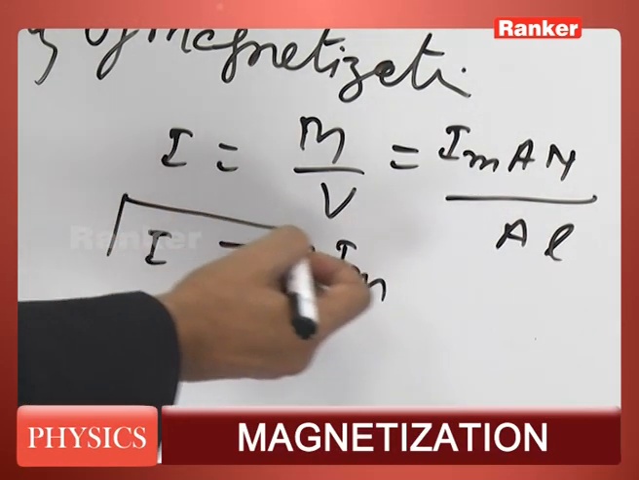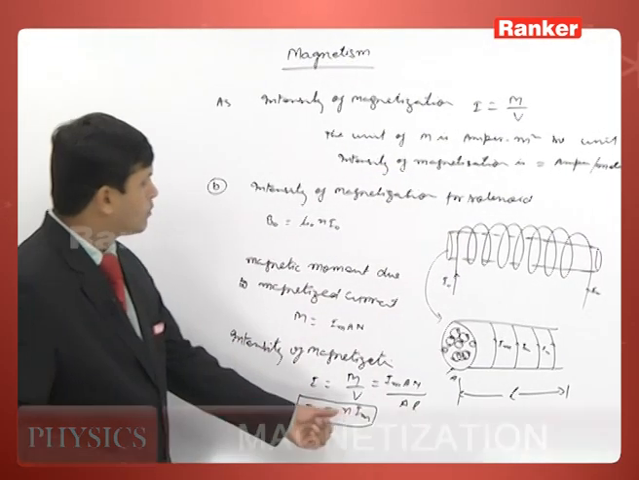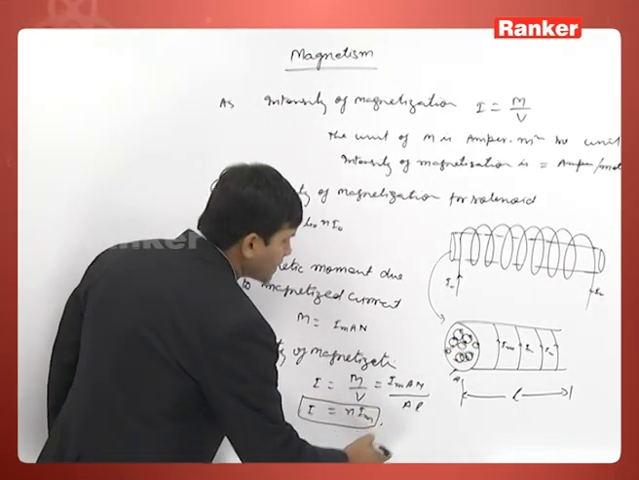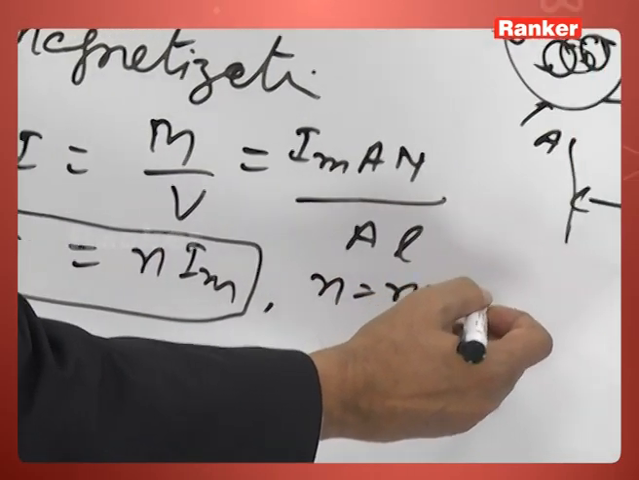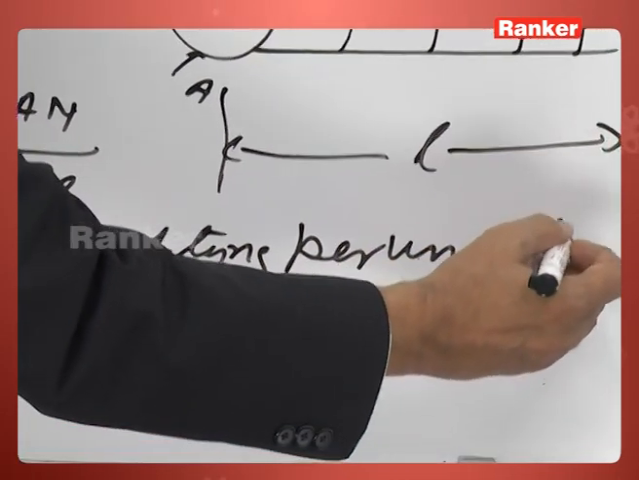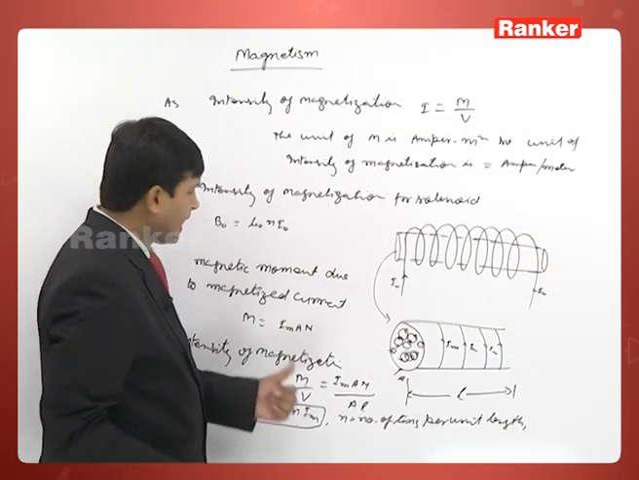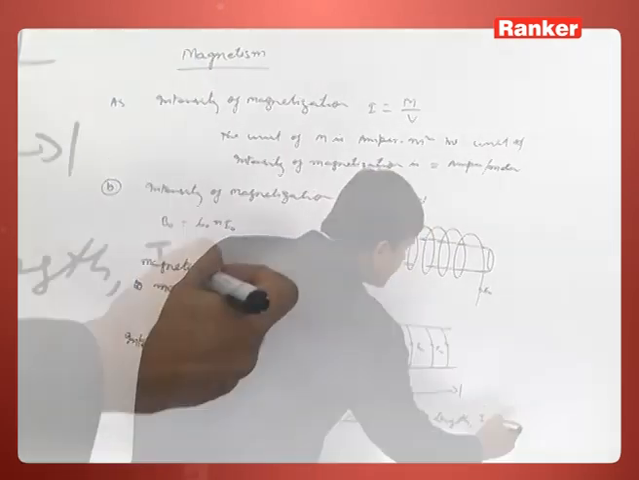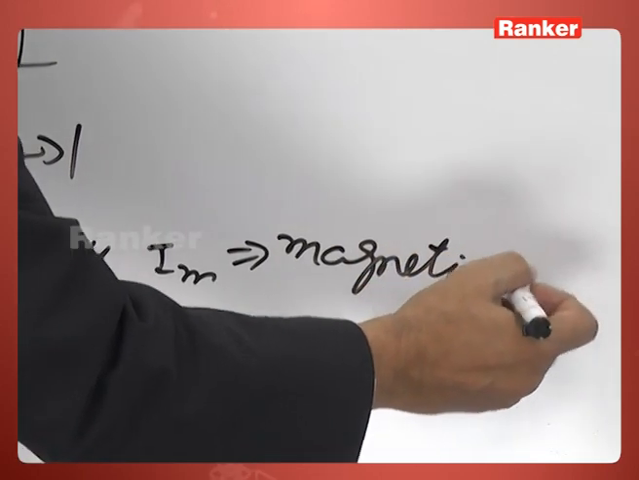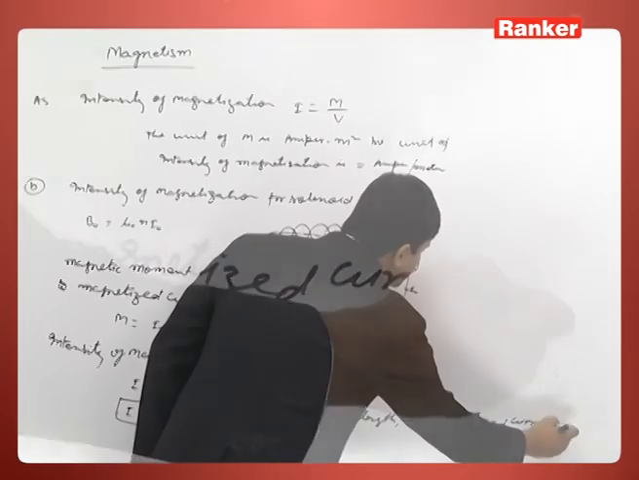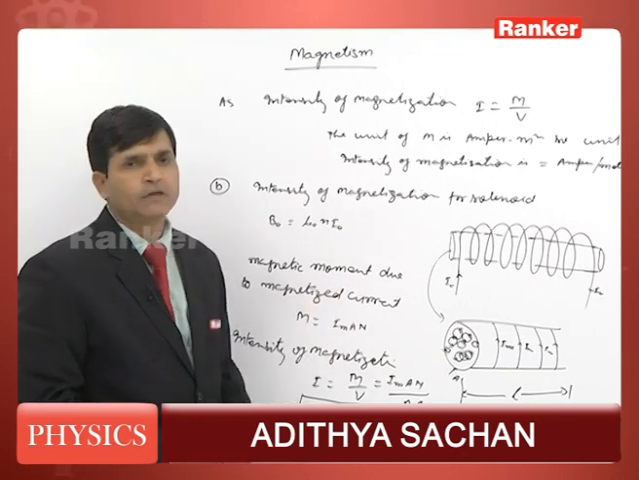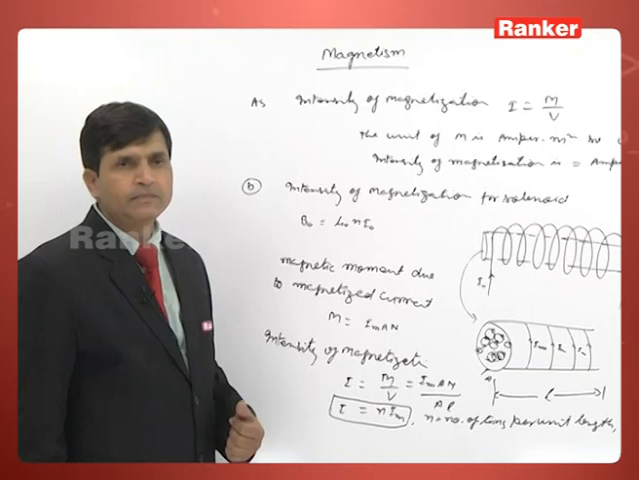So, here I is the intensity of magnetization, while I m is the magnetized current, and n is the number of turns per unit length. So, this is the way by which we can calculate intensity of magnetization in the case of a solenoid. Now, come to another point.